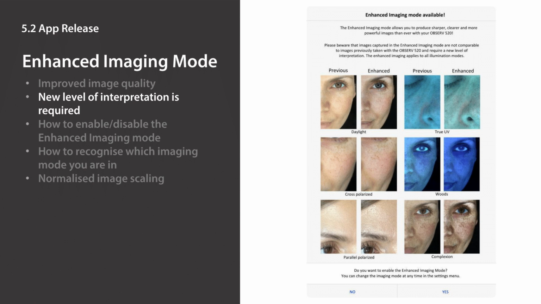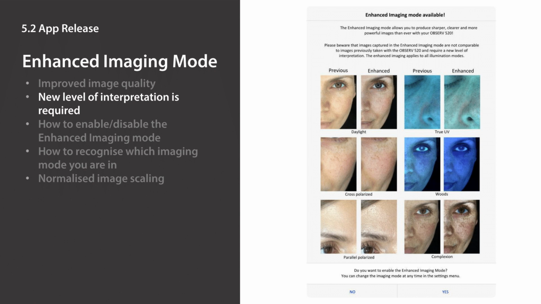It is very important to note that the images captured in the enhanced imaging mode are not comparable to images that have been previously captured with the Observe 520 and that they require a new level of interpretation. This means that when you have an existing client in a certain treatment program of whom you are carefully monitoring the progress of the skin appearance, when you want to compare their pictures to a previous session, you need to do that comparison within the same imaging mode. We believe that at that stage it is better to switch to the normal imaging mode and use that as reference to identify changes and track progress.